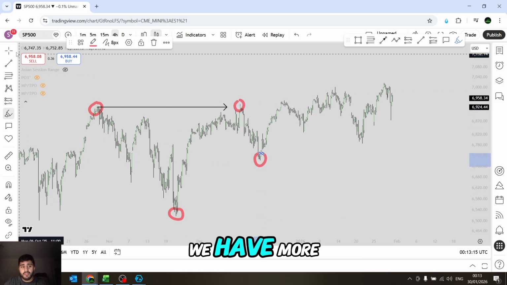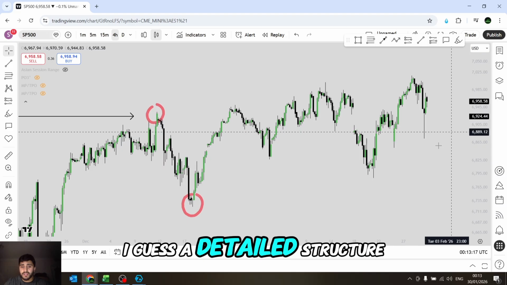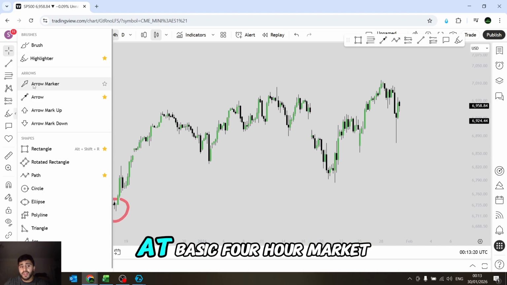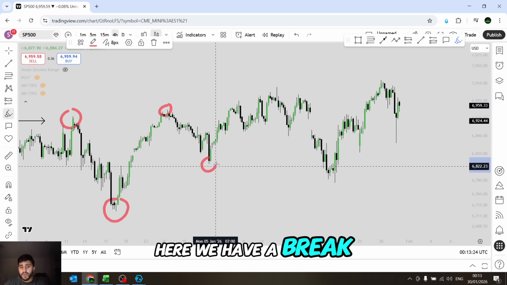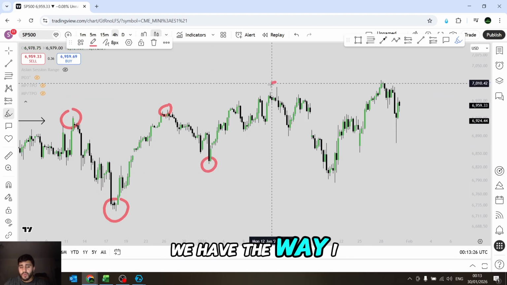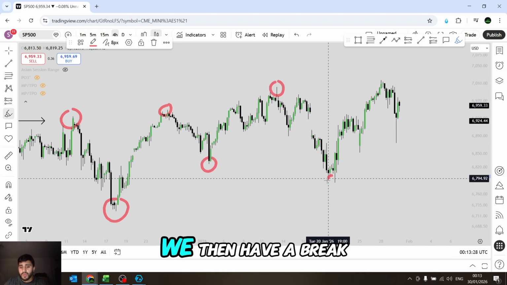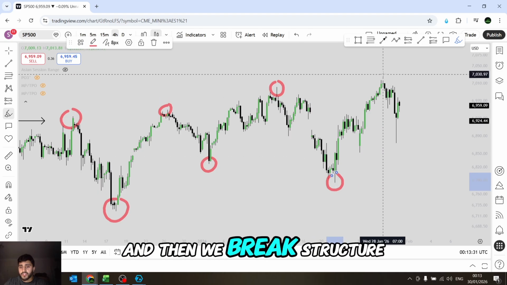And then from here, we have more, I guess, detailed structure, right? Again, we're just looking at basic 4-hour market structure. So we have a break here. We have a break here. The way I would do it, we have a break here. We then have a break here. And then we break structure over here.